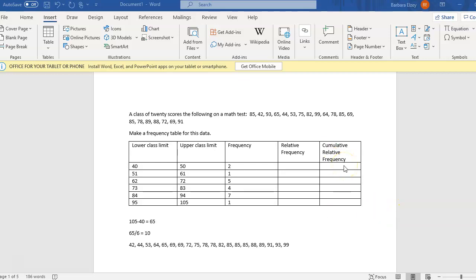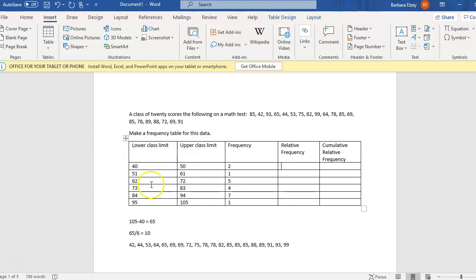Some of your homework asks you to find cumulative relative frequencies. So we're going to look at how to find a cumulative relative frequency table. Relative frequency we talked about before, but let's go over it real quick just to help us recall what we do to get relative frequencies, and I'm going to use this table that we made before.